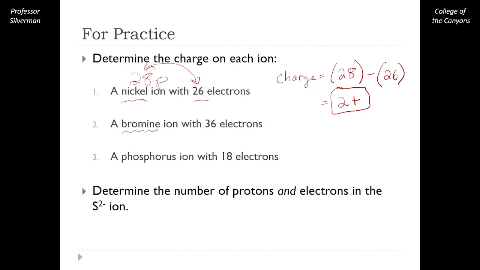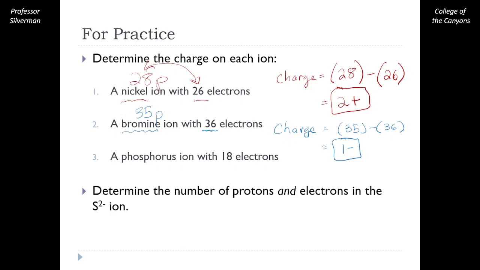We can likewise find bromine on the periodic table. This is element number 35. This is going to have 35 protons. Here we know we have 36 electrons, so our total charge, 35 protons minus our 36 electrons, we end up with a value of -1. Or we can say our charge is 1 minus.